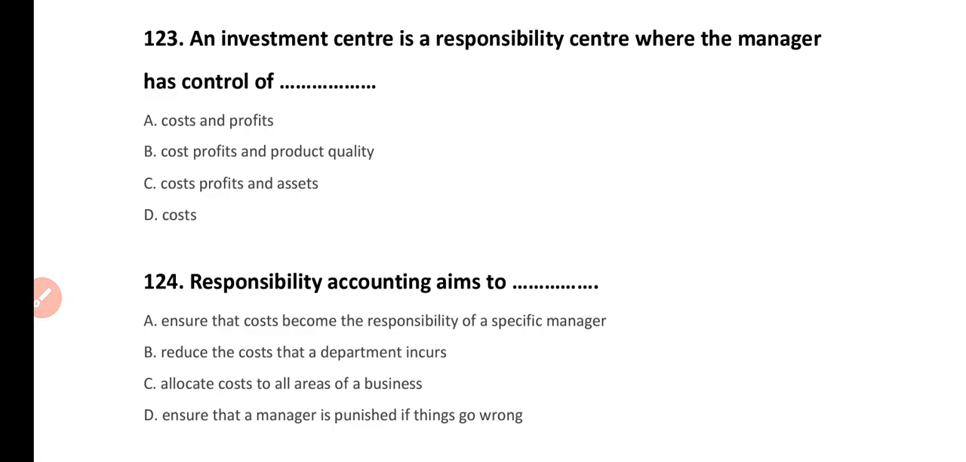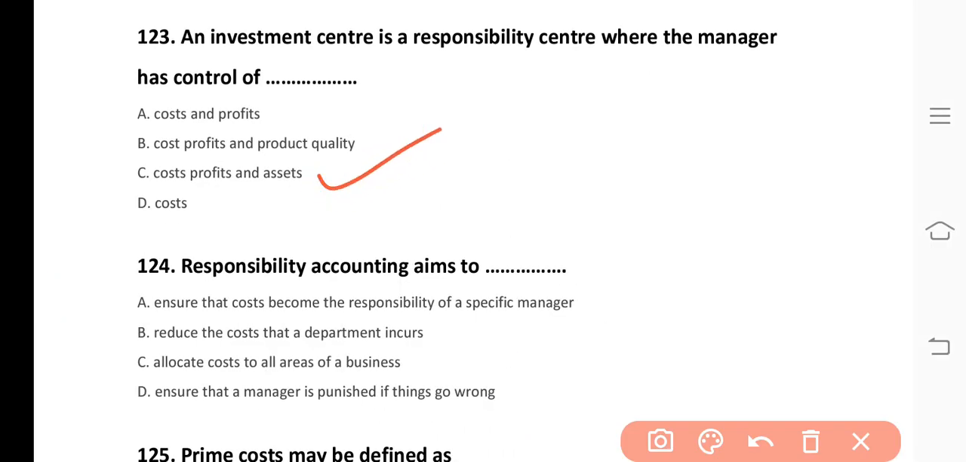MCQ number 123. An investment center is a responsibility center where the manager has control of costs, profits and product quality, costs, profits and assets, and costs. So an investment center is the responsible center where the manager has control of costs, profits and assets. Option C is correct.